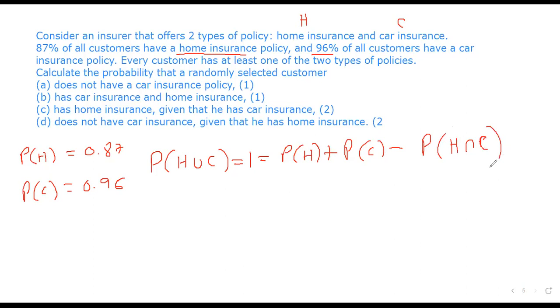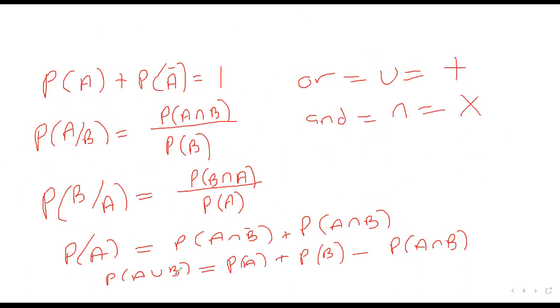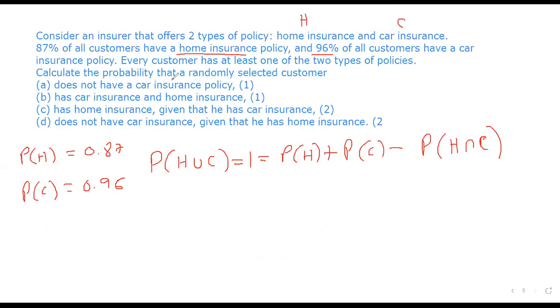I'll give you a minute to digest this so far. We're coming from the axiom that we just discussed for this union set: A union B is A plus B minus the intersection. So here we're told that every customer has at least one of them. So when we unite H union C it is equal to 1, and we just expanded this. Of course, we may not need this or we may need this. At the moment, we do not know.